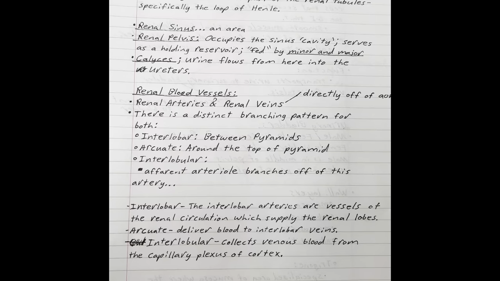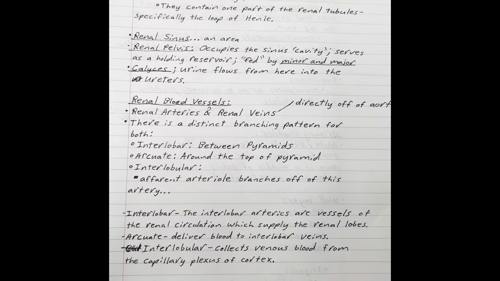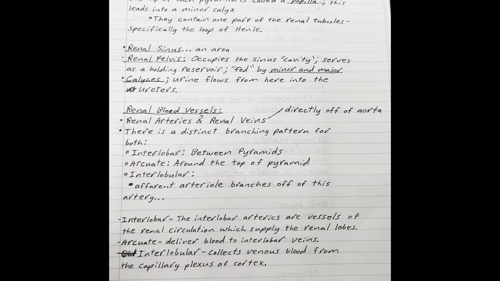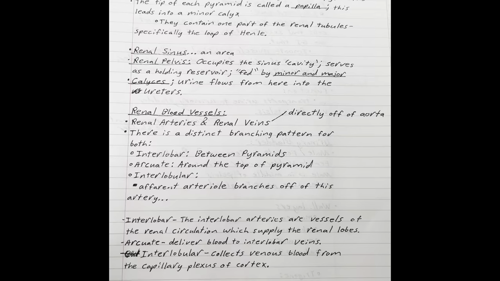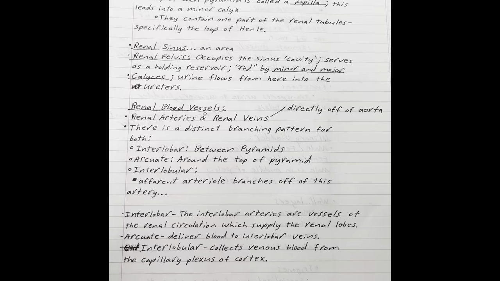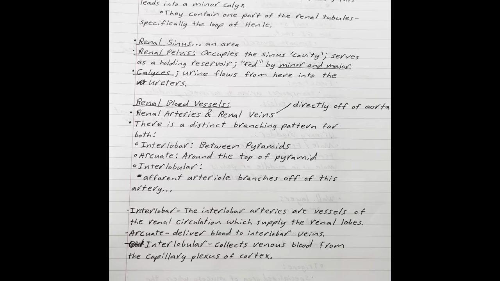Renal blood vessels. The renal arteries and renal veins come directly off the aorta. There is a distinct branching pattern for both renal arteries and renal veins.